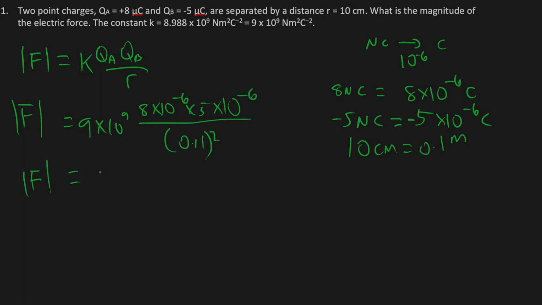And this should give us a result of 36 Newton, right? So 36 Newton is the magnitude of the electric force. So you can also determine whether the force is attractive or repulsive. Because QA is a positive charge and QB is a negative charge, there's going to be an attractive force.